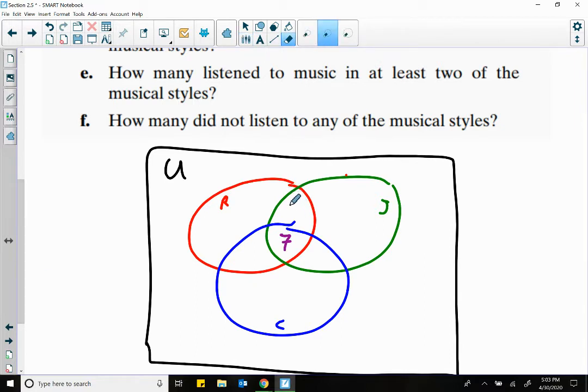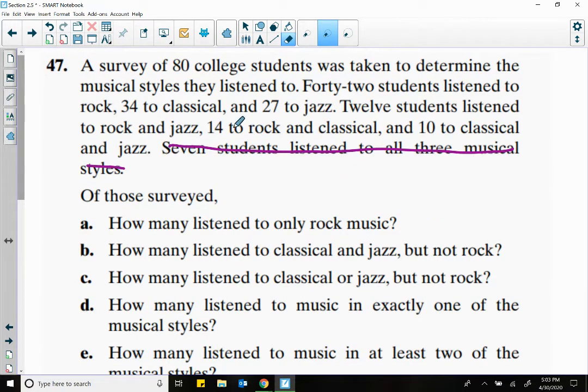Now we work right here. So this is just rock and jazz. But remember, we've already taken care of 7 of them. So it says rock and jazz right here: 12 students listen to rock and jazz. All right, so I'm going to take that number out, and I'm going to color code this for you.